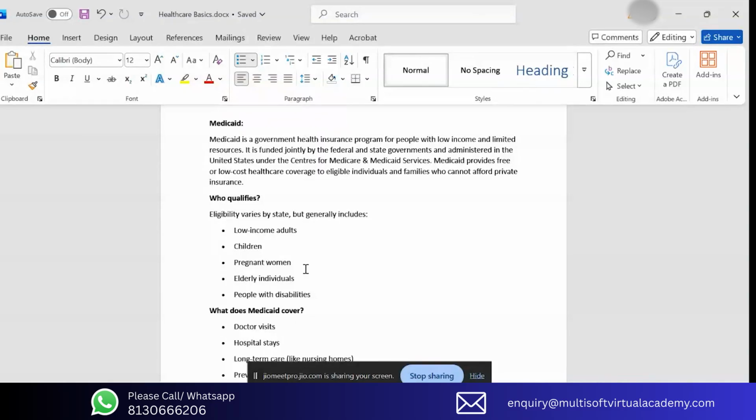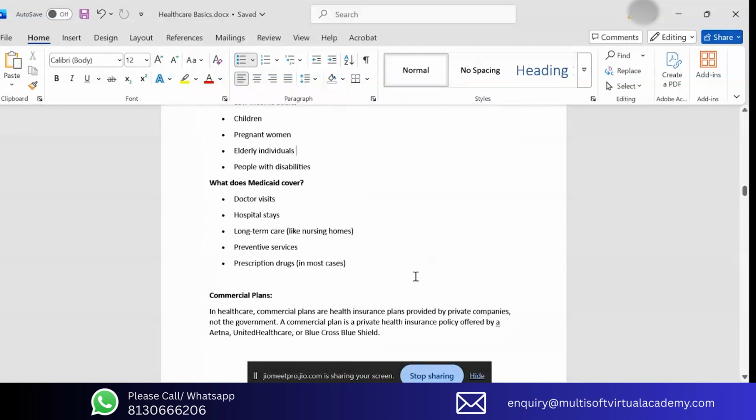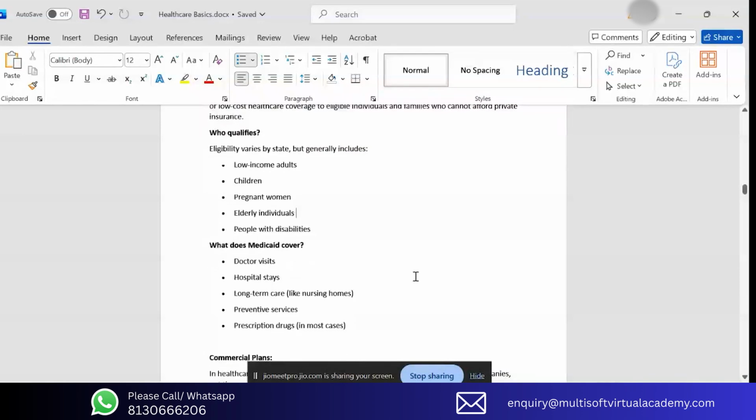So who are all eligible? When it comes to Medicaid eligibility, the first criterion is low income, next is children, pregnant women, elder individuals, and people with disabilities. Basically these are all exceptions, but when you say Medicaid, it is low income adults and pregnant women. These two will get the maximum benefit with this Medicaid plan.